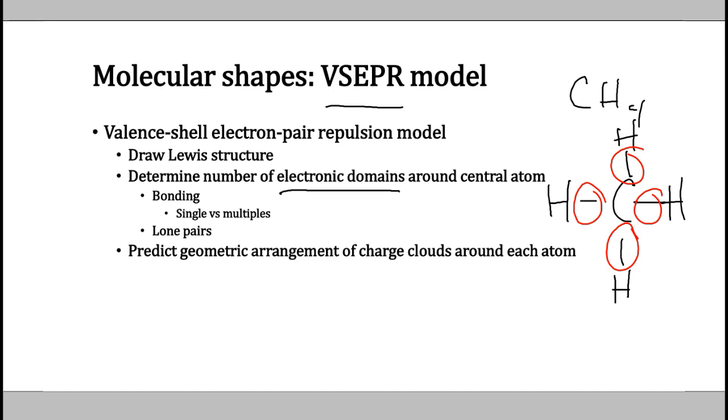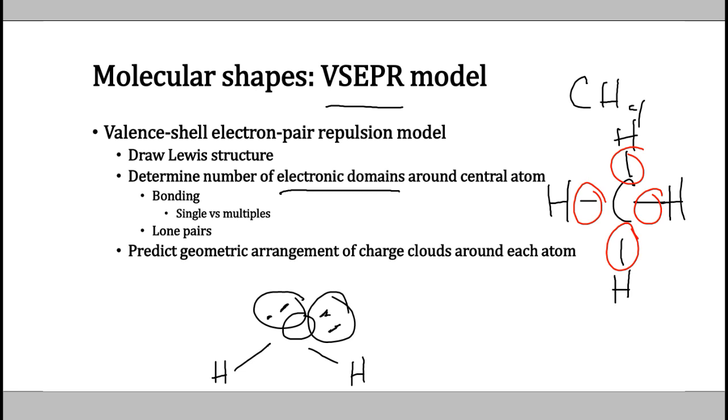Now, if we had something with lone pairs on it, let's take, for instance, water. So H2O, where there are 2 lone pairs on the oxygen. We already said that we'd count the single bonds as 1 domain, but we're also going to count lone pairs of electrons as a domain. So water has a total of 4 electronic domains.